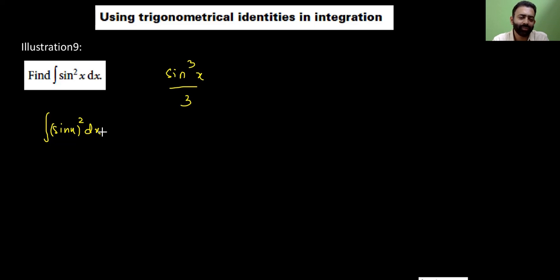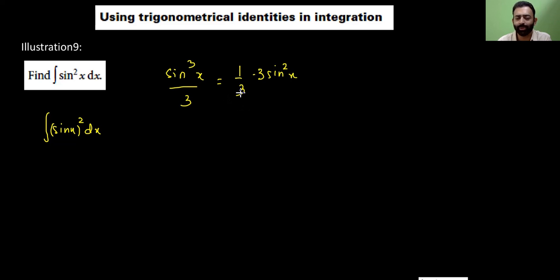Why is this wrong? We will use the differential method: if we are able to get the original function by differentiating your answer, then your integral is correct. So let us differentiate this sine cube x by 3, considering your answer as correct. By differentiating this sine cube x upon 3, I should get sine square x, right? Differentiating with respect to sine x first, taking 1 upon 3 as a constant, sine cube x gives 3 sine square x.